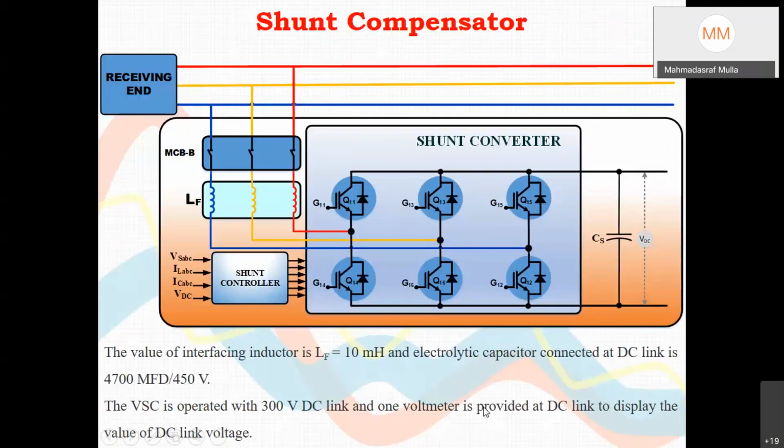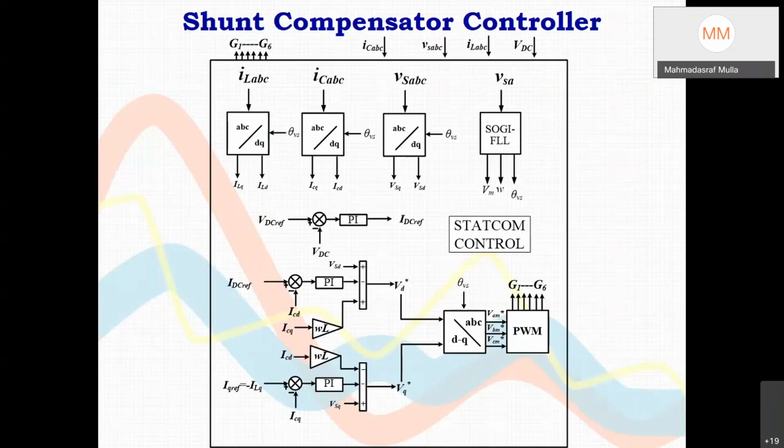Then this shunt compensator. So design values are like this. So 10 millihenry reactor was connected, and DC link capacitor was 4700 microfarad, 450 volt. And the arrangement was operated with 300 volt DC link. Now this is the control logic part. So we will be sensing load current, load voltage, DC link voltage, and inverter current. So these are 3-phase AC. So total 9, and this is the 10th quantity.